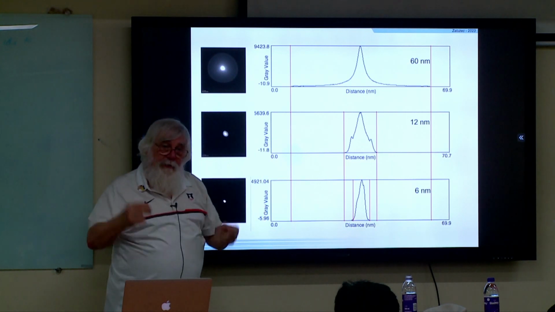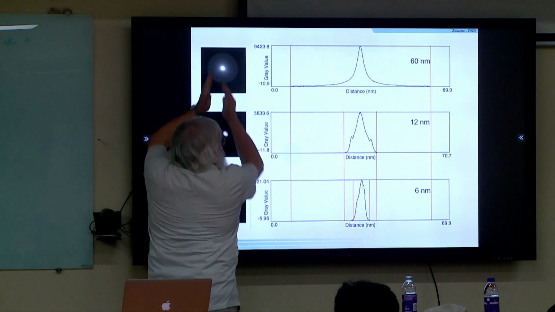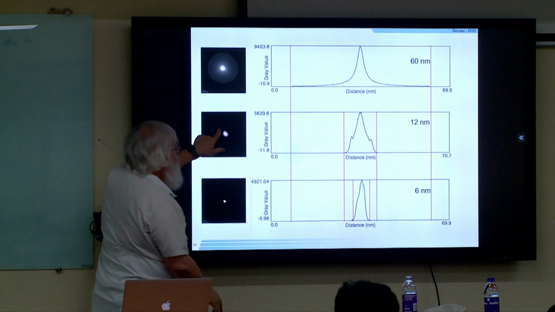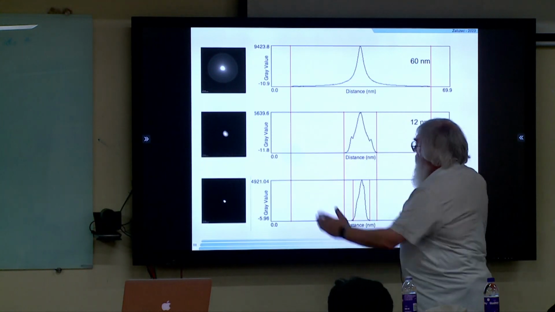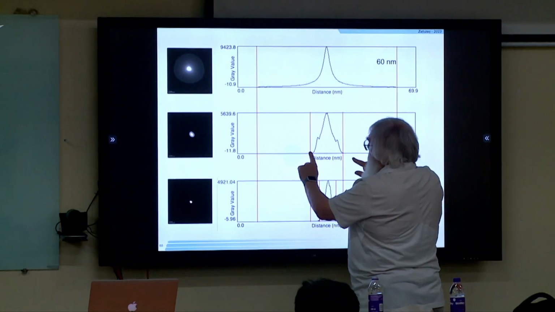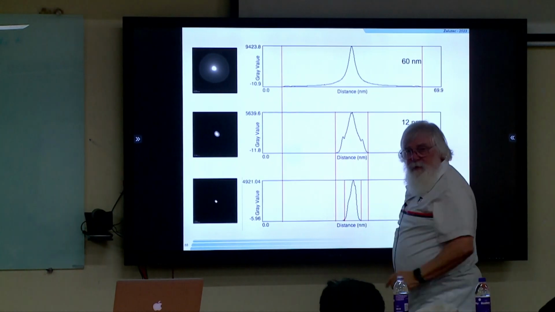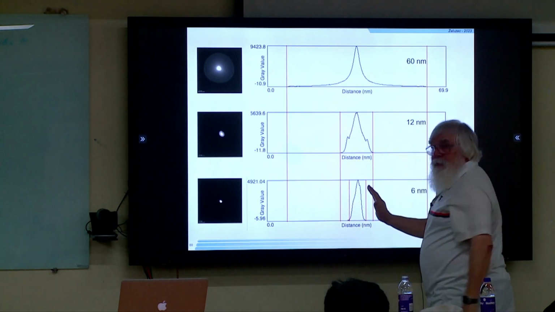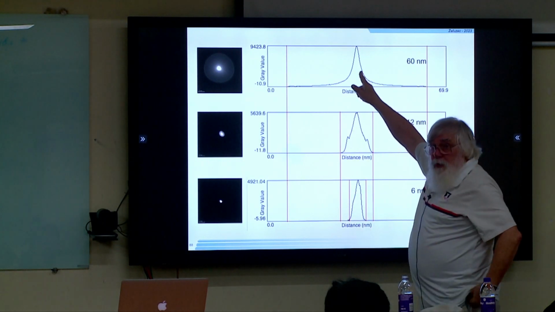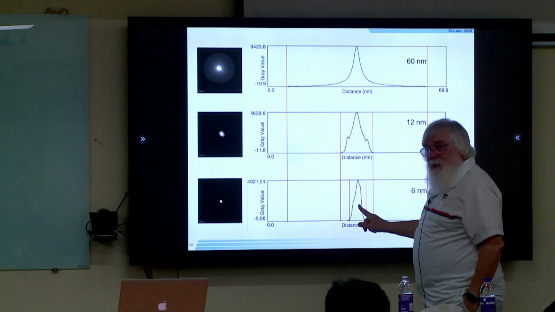Two ways to do it. Put a smaller aperture in. I put a smaller aperture in here, do a line scan through here. Here's my probe now. Those tails are now gone. But the probe is fatter. I make an even smaller aperture, I can even make it smaller. This is a sharper probe, but this is a fatter probe.